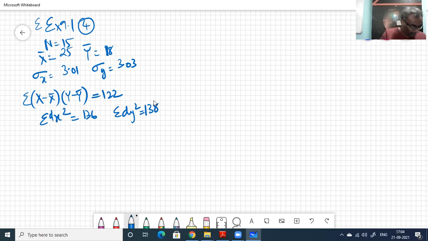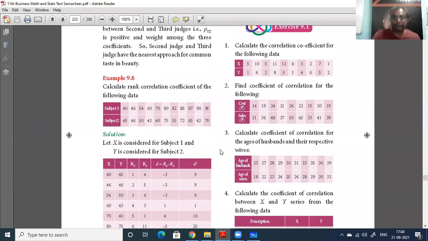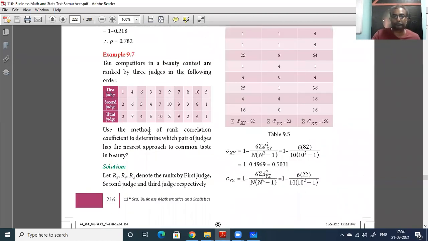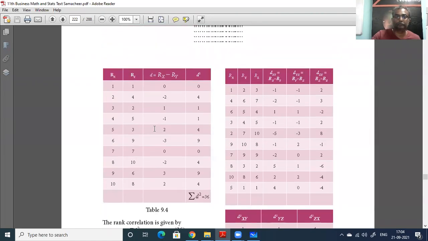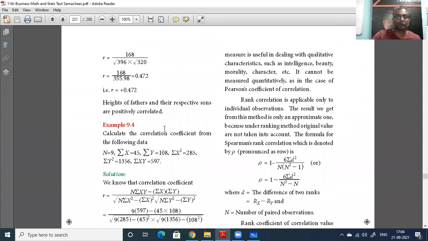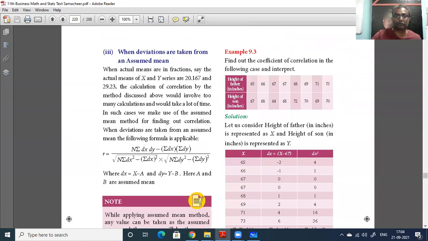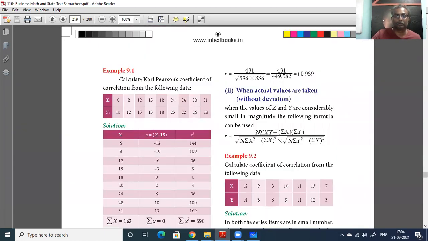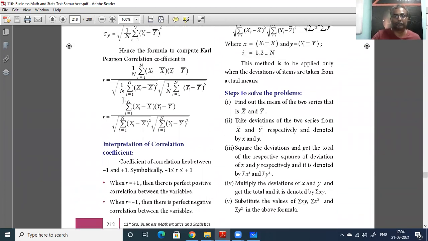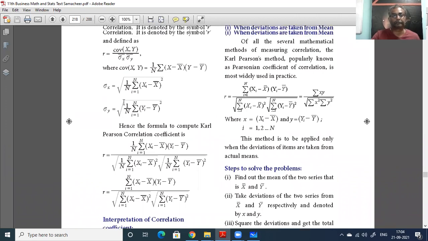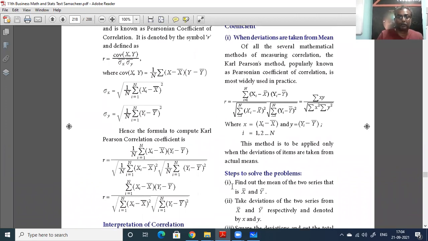What is asked to find? Calculate the coefficient of correlation. Actually, not so many of these things are needed. Correlation coefficient. You remember? Let us take the first. What is the first formula? Covariance of x comma y by sigma x into sigma y.